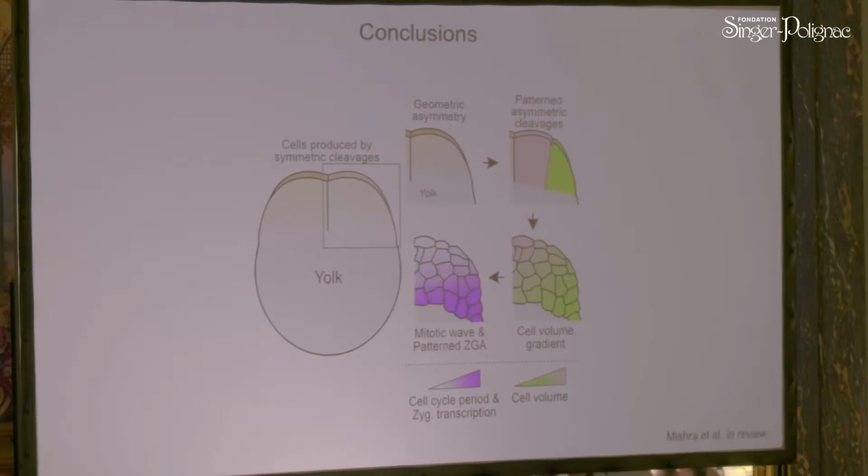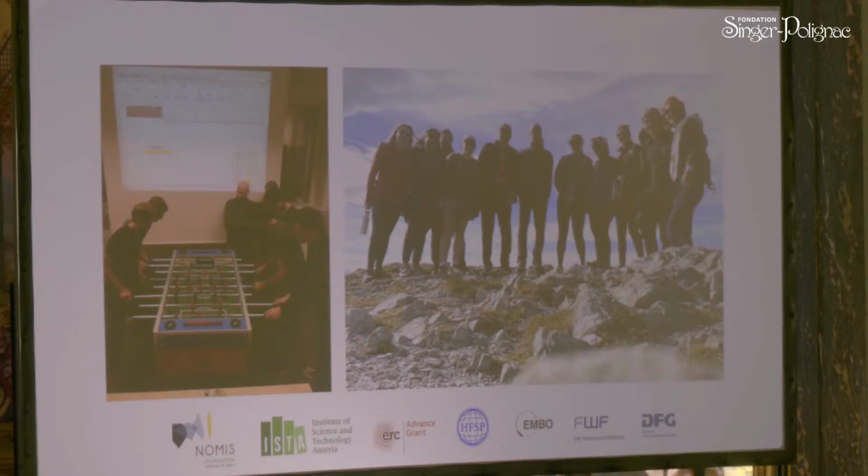And so what we conclude from this work is that you have a geometry of the blastodisc after the first divisions. You have these asymmetric cleavages. They lead to a volume gradient, and this volume gradient translates into a mitotic wave gradient, and the mitotic wave gradient then translates into zygotic genome activation and mesoderm and endoderm fate specification. Okay, this is a little dark now, but you have to believe me, this is nicely shown here. Thank you.